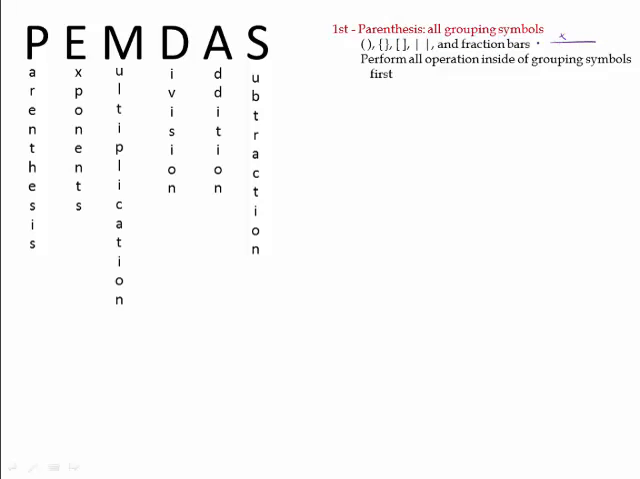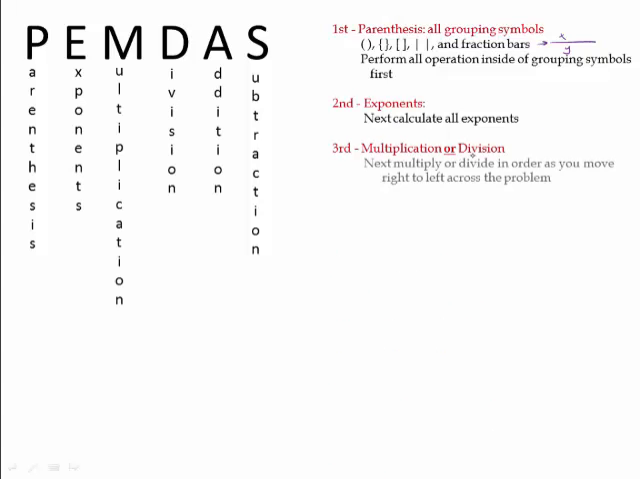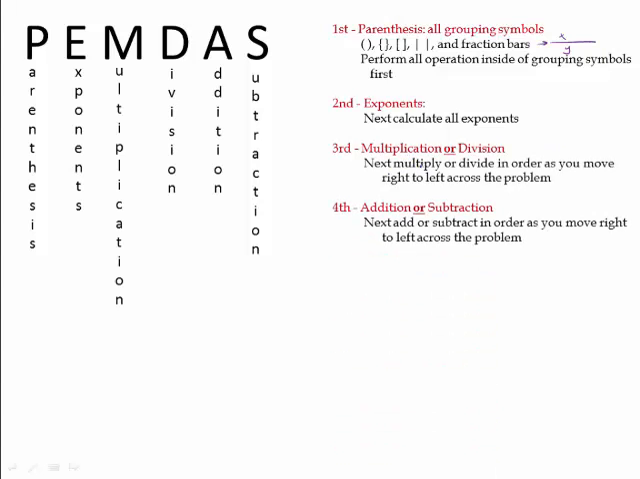So, fraction bar. You're going to perform all operations inside or on either side of the grouping symbol first. Then you do exponents. So after you've done all the parentheses, you calculate the exponents. Then you'll do multiplication or division in order as you move left to right across the problem. Left to right.